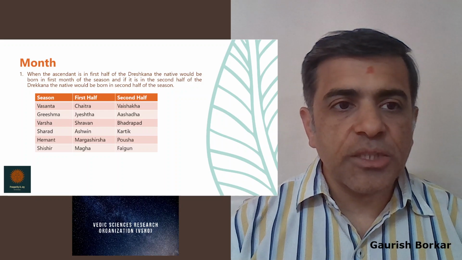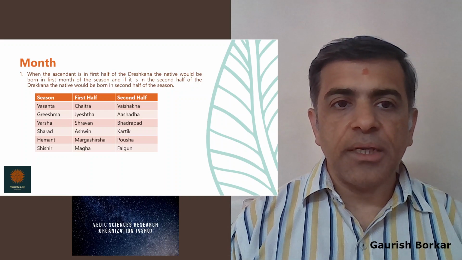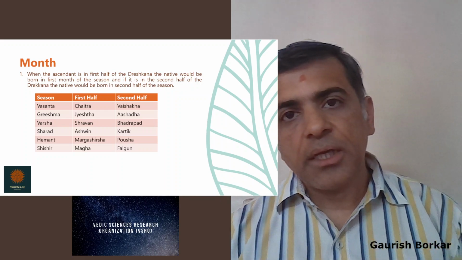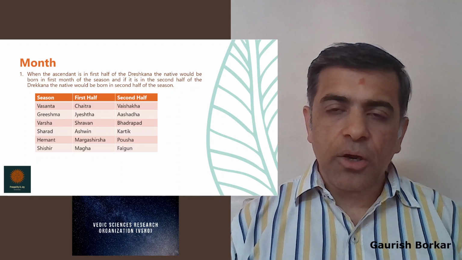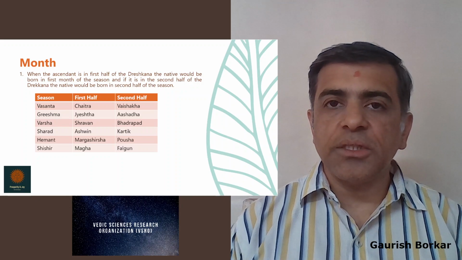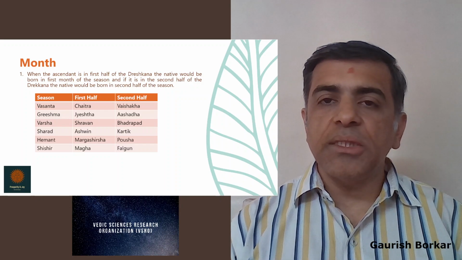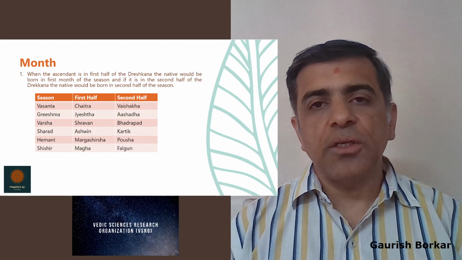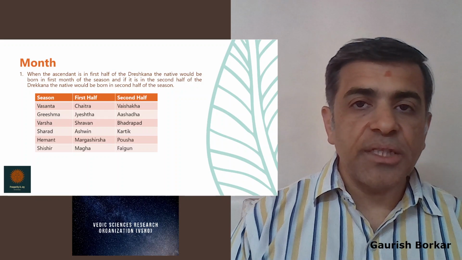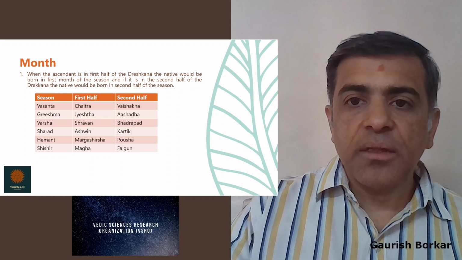As mentioned in this particular table, Vasanta, the first half is Chaitra and the second half is Vaishakha. Grishma, first half is Jyeshtha and the second half is Ashada. And accordingly, a Dreshkana shall be divided into two parts, the first 5 degrees and the other 5 degrees, and accordingly the months can be assigned to it. Now what do we do next? How to identify the Tithi is the next question in that particular month. How do we identify the Tithi?